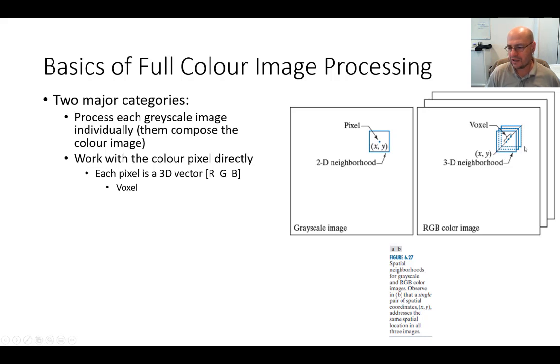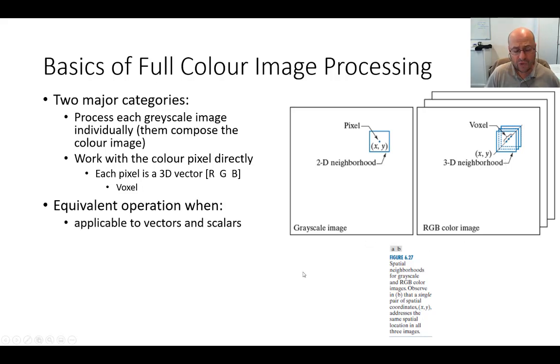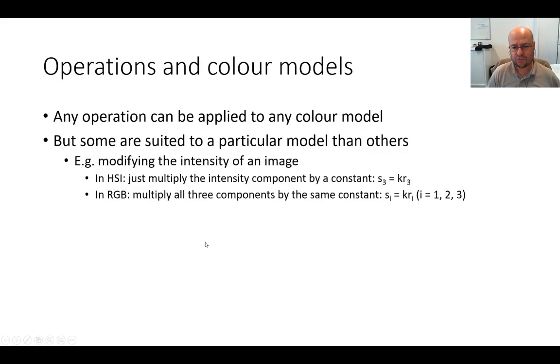So you apply a transformation on the three-dimensional pixel, meaning the pixel composed by the R component, G component, and B component, if you are dealing with the RGB color space. They are equivalent operations if they are applied to vectors and scalars, or when the operations are independent on each component. Of course, this is just a special case of operations. Any operation can be applied to any color model, but some are more suitable to particular models than others.